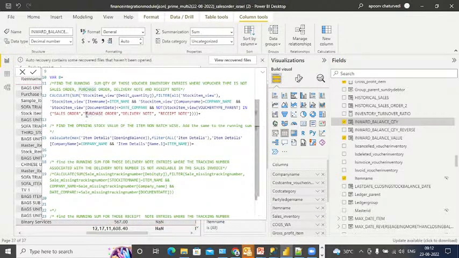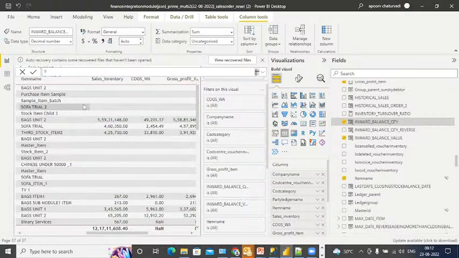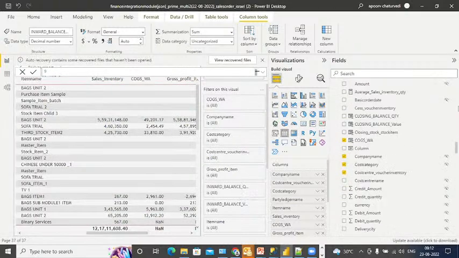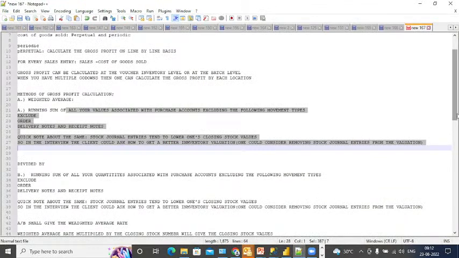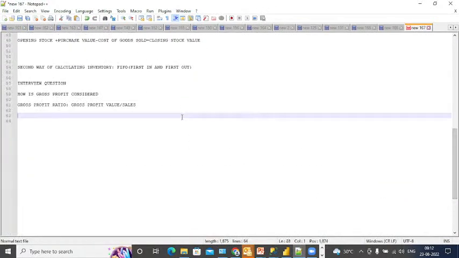Now here, if your client asks you in the interview, can I remove certain types of voucher types, you can exclude or include whichever ones you desire. So you change it up here, and as an accountant you will be able to get your dynamic cost of goods sold. So this is it. In case your interviewer asks you that, look, can I calculate the gross profit at the batch level?